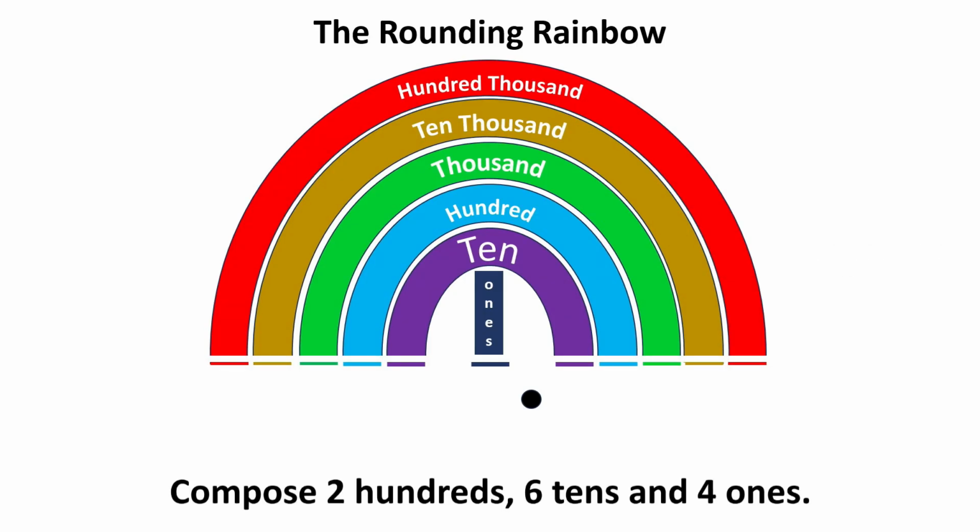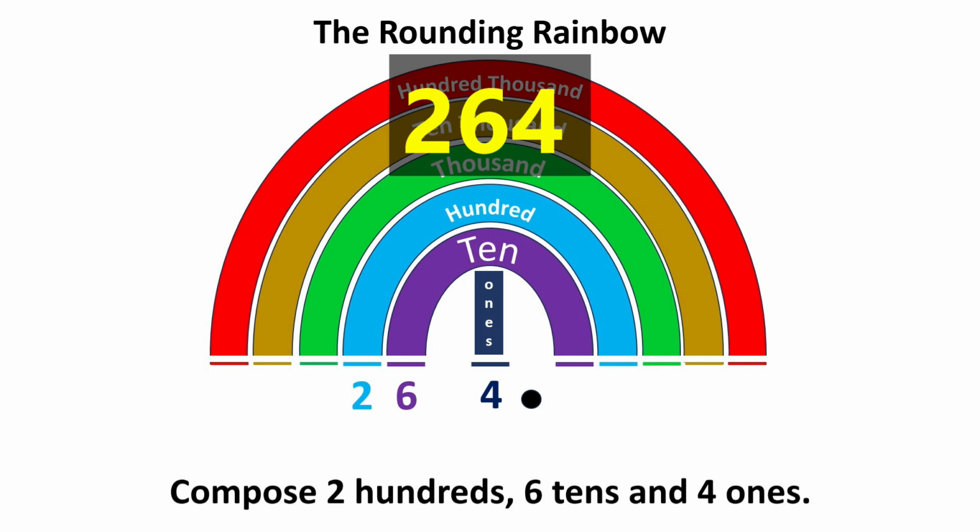Next, we'll write in the digits. The question told us that the digit for the hundreds is 2. So, we'll write a 2 here. The question says the digit for the tens is 6, so we'll write a 6 here. And the question says the digit for the ones is 4, so we'll write a 4 here. We pronounce this number as 264.